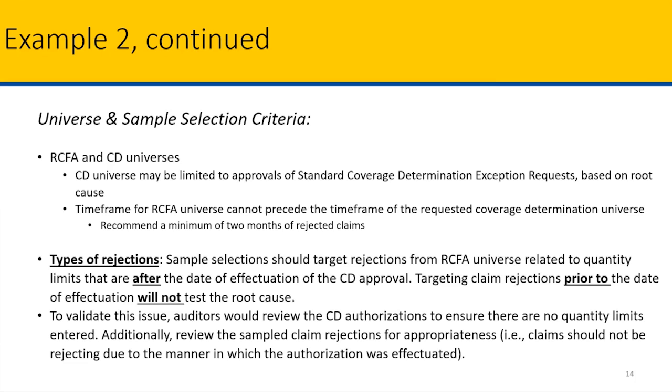For the RCFA universe, the time frame should occur sometime after the CD universe, and we recommend a minimum of 2 months of rejected claims. Types of rejections. Sample selection should target rejections from the RCFA universe related to quantity limits that are after the date of effectuation of the CD approval. Targeting claims prior to the date of effectuation will not test the root cause.